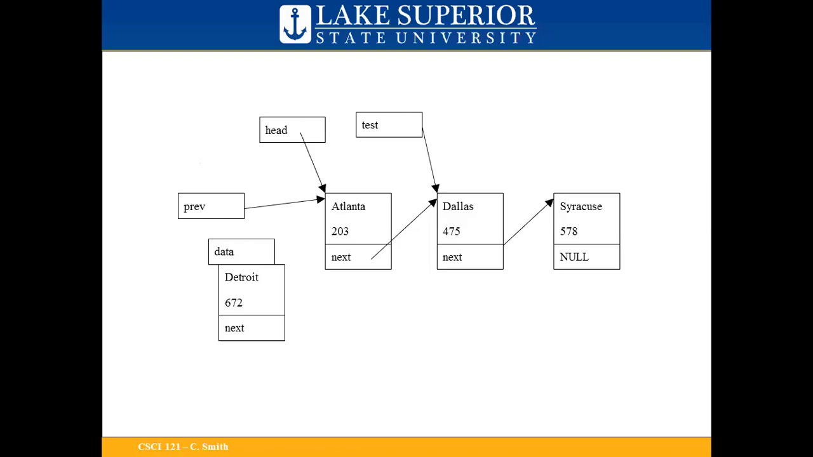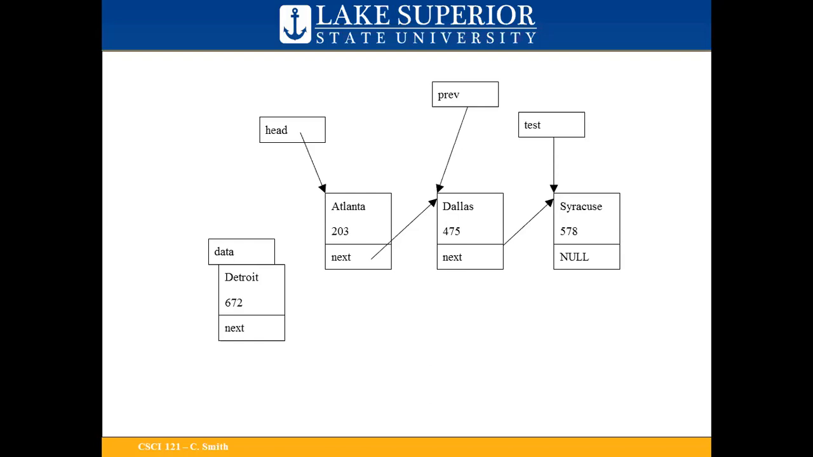Okay. So then we check Dallas. Is Dallas greater than Detroit? No, it is not. So we're going to move test's address. Test is a pointer. Its address is going to get copied into previous, so previous now points to the same place. And then test is equal to test arrow next, which moves it down.